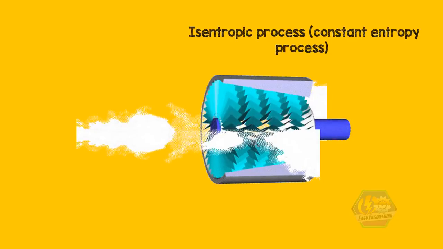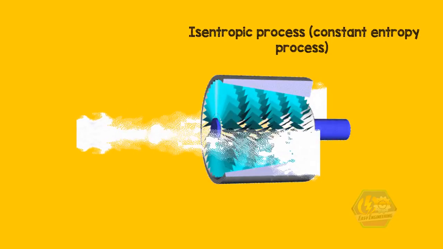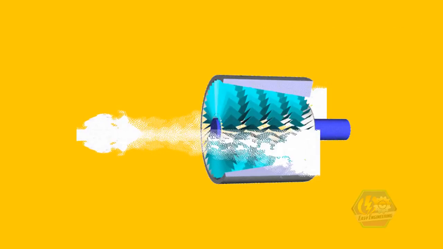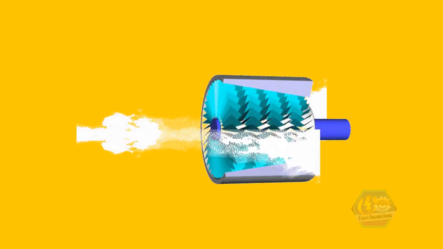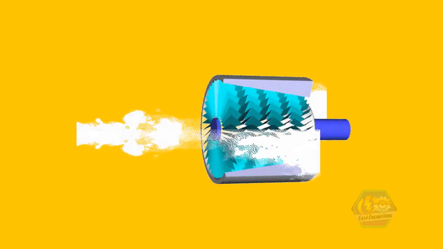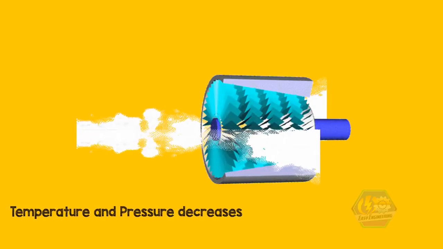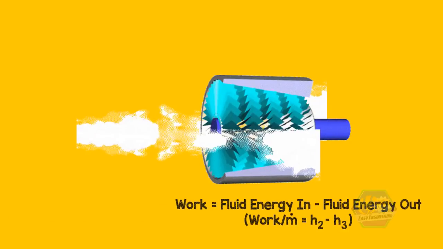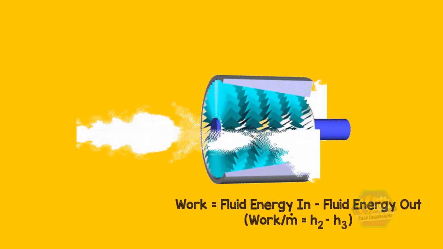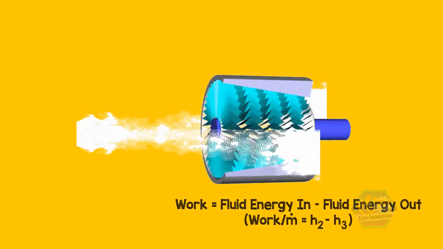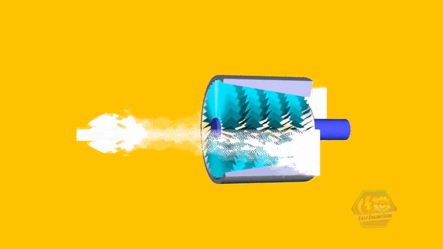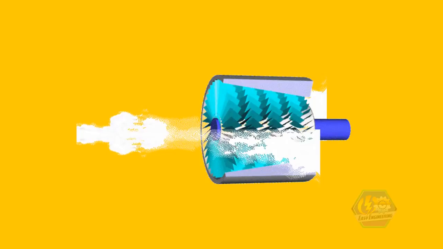generator. Compared to the previous process, here, since we have an equipment that involves work, an isentropic process or constant entropy process is assumed. Yes, it is assumed because in the real world, there is no such thing as ideal. On this process, the temperature and pressure decrease. And the formula for the work is fluid energy in minus fluid energy out, or the enthalpy 2 minus enthalpy 3. Note that the equation is formed by using a mass and energy rate balance for a controlled volume at steady state, neglecting heat transfer with the surroundings.